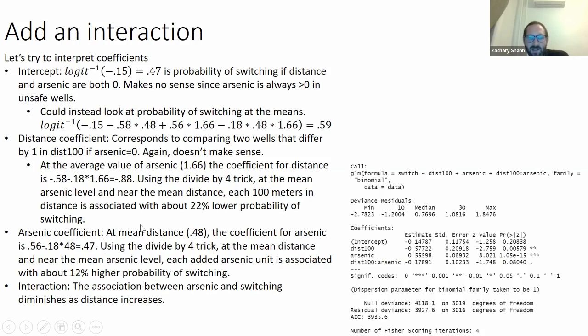And then the interaction just tells you that the association between arsenic and switching diminishes as distance increases. The farther away you are, the less having higher arsenic increases your chance of switching.